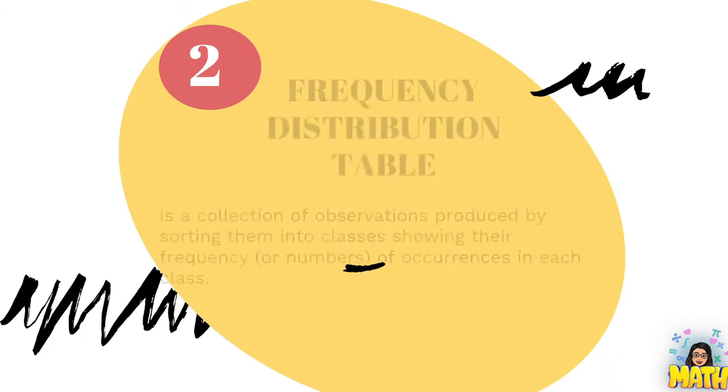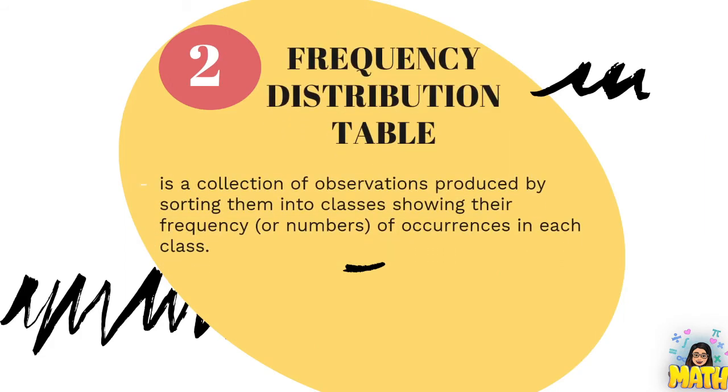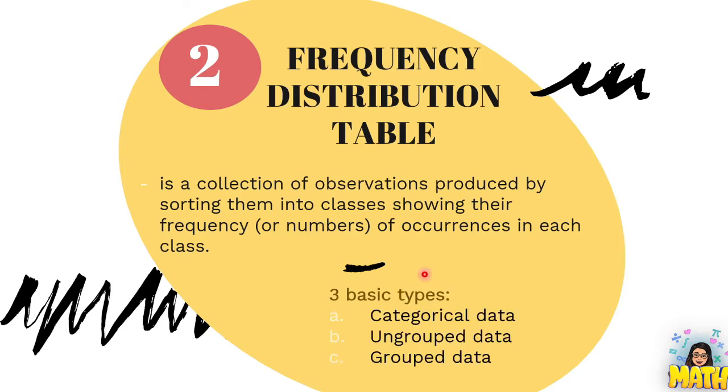The second method to present data is by using a table. We usually refer to it as a frequency distribution table. It is a collection of observations produced by sorting them into classes, showing their frequency or numbers of occurrences in each class. We have three basic types of it. We have categorical data, ungrouped data, and grouped data.